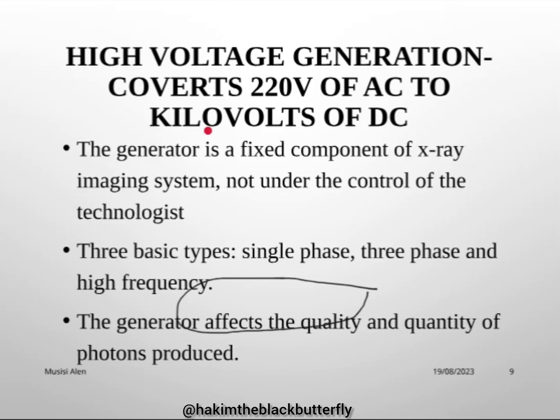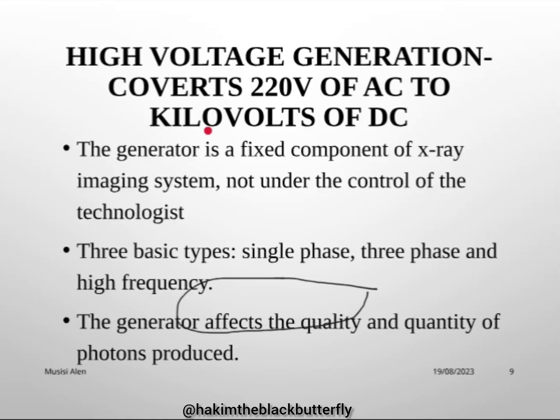So the high voltage generator converts 220 volts of AC to kilovolts of DC. The voltage that we receive from the main is about 220 volts. So this generator converts 220 volts of AC to kilovolts of DC, and then it goes into the X-ray tube.